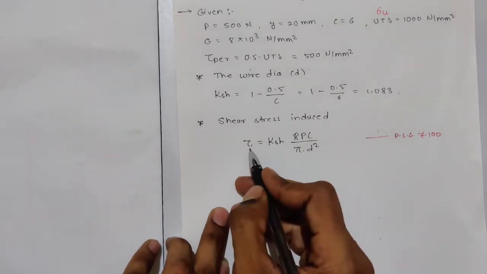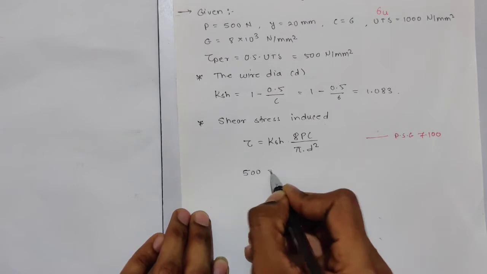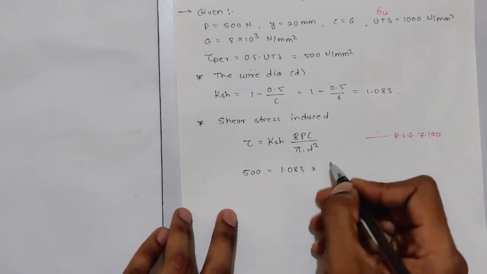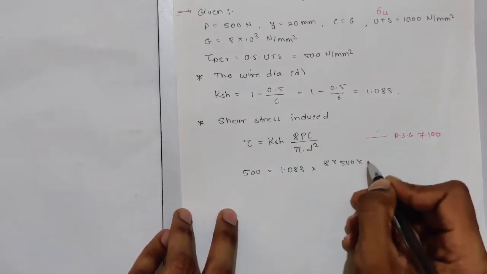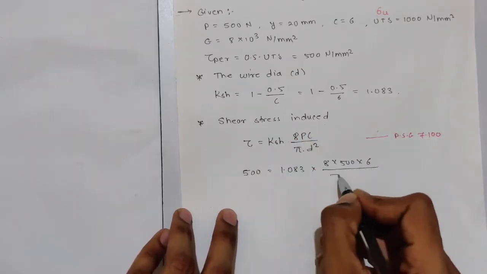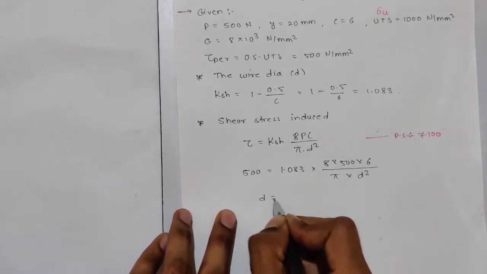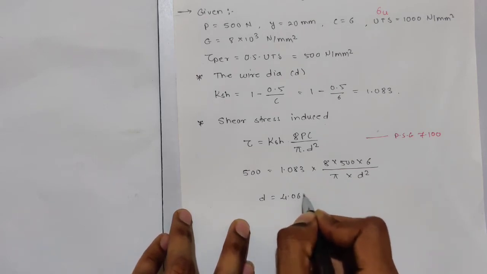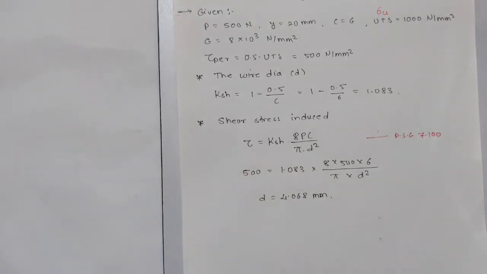So now we know the tau value. Tau permissible is 500. So 500 is equal to KSH, we already found out, 1.083 into 8, P we know 500 Newton, C is 6, pi into D square. So we can find D from here. After calculation, you will get 4.068 mm.